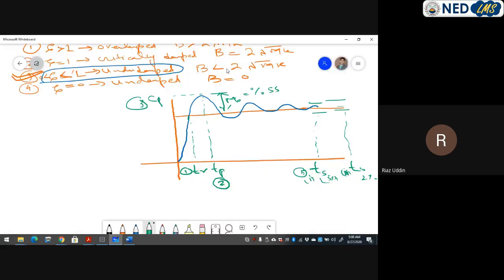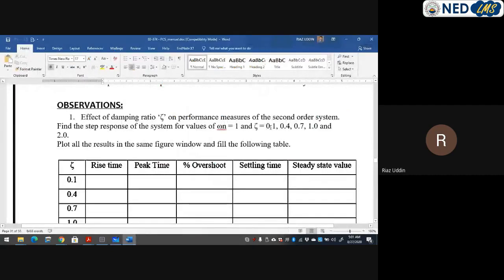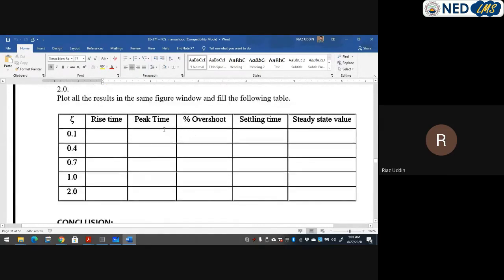So you will select m and k differently in such a way that the value remains within 0 and 1, and those values would be 0.1, 0.4, 0.7, and 1.0. And then you will calculate the rise time, peak time, overshoot, settling time, and steady state error. And then, by using the command of a step response, you can solve it.